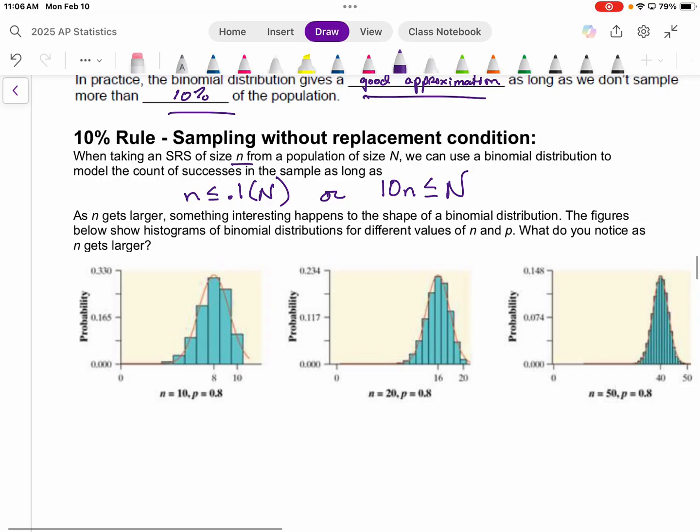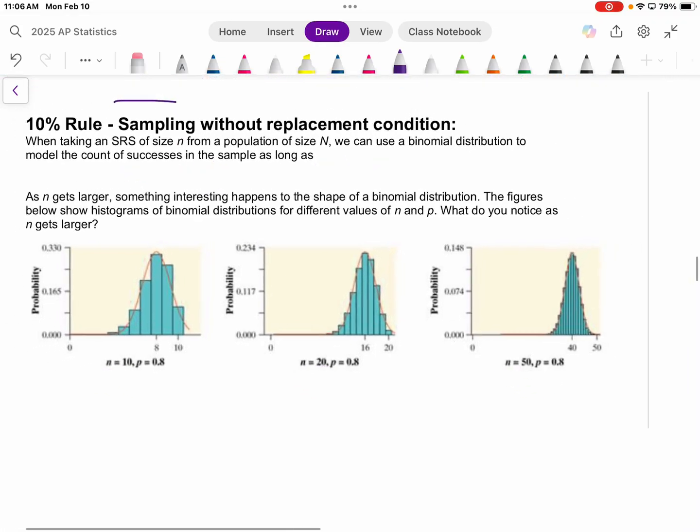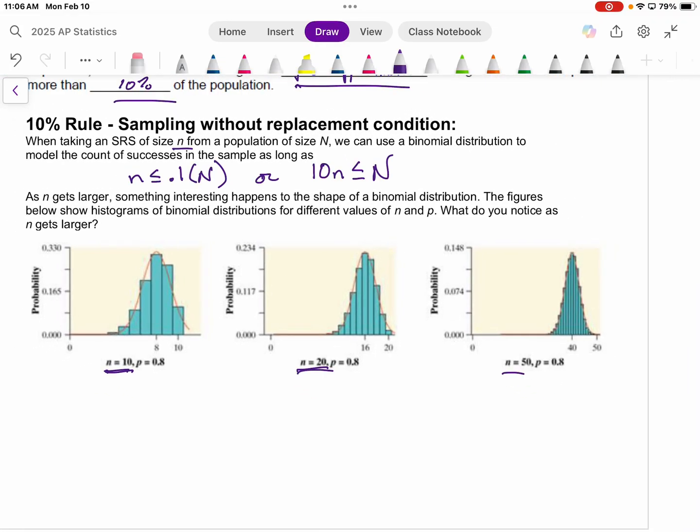And here's what they want us to take a look at. As n gets larger, as I go from n equal to 10, the probability stays the same. As n gets larger, what does the histogram basically do? It goes from being skewed to what? Yeah, we go from being skewed all the way over here to approximately normal. Which means if it's approximately normal, then we can maybe use a normal CDF in this situation.